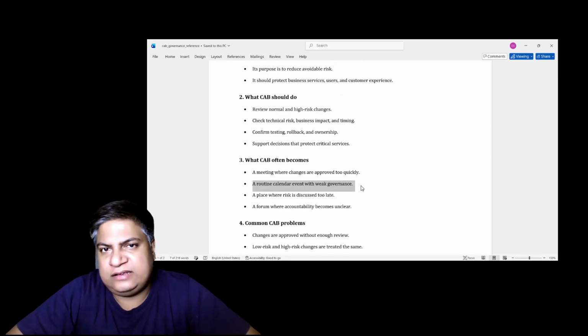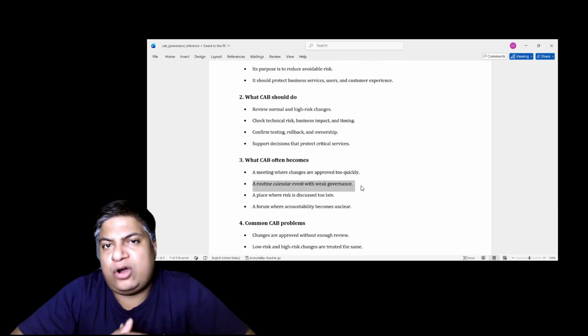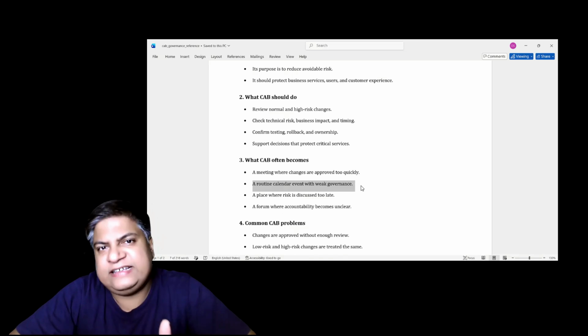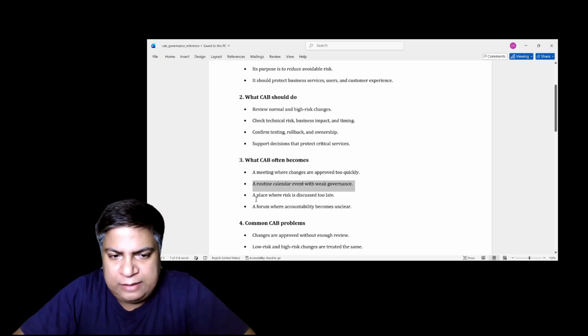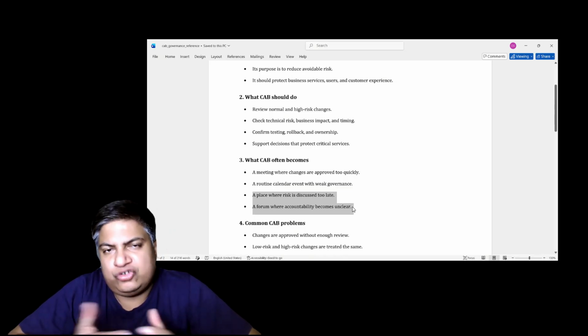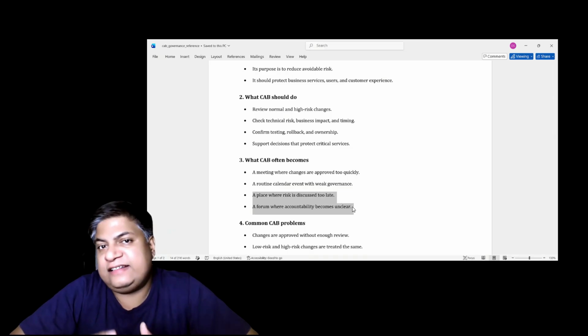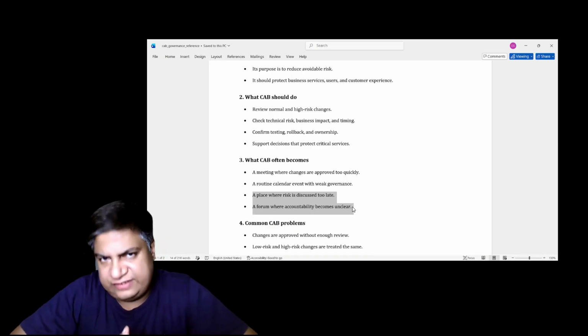The stakeholders are not looking deep. They are not understanding the impact, or they are not doing a complete study with respect to that change. Maybe because they are too busy, or maybe they are taking things so lightly. Then you see a place where risk is discussed too late, a forum where accountabilities become unclear. Most of the time we are not analyzing the risk properly, or there are no accountabilities and responsibilities, meaning there is no defined ownership.